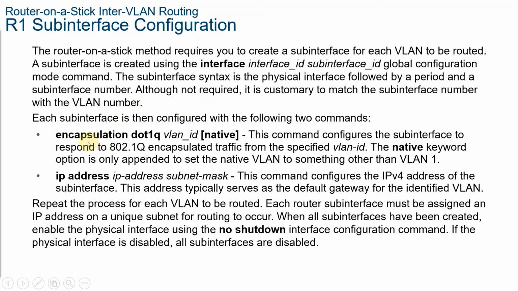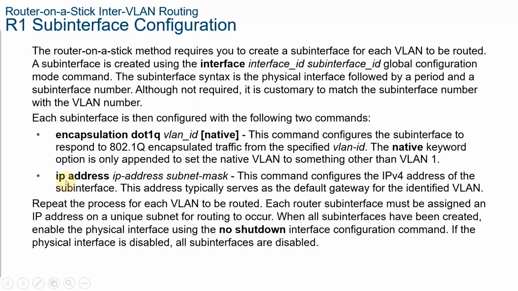Now, each subinterface is then configured with the following two commands. You've got encapsulation dot1q VLAN ID native. This command configures the subinterface to respond to 802.1Q encapsulated traffic from the specified VLAN ID. Now, the native keyword is optional. The native keyword option is only appended to set the native VLAN to something other than VLAN 1.